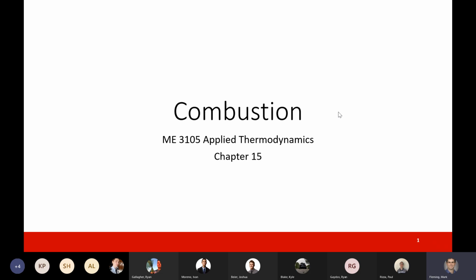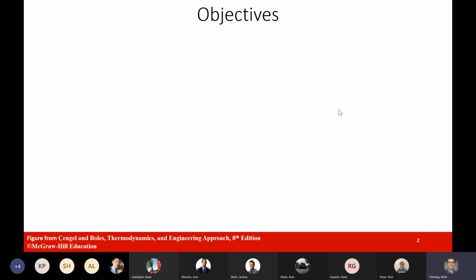And so with those bad puns to start us off, let's go ahead and get started on the material here. The objective is to cover combustion, so we have a good idea of what's going on in terms of our chemical reacting systems.